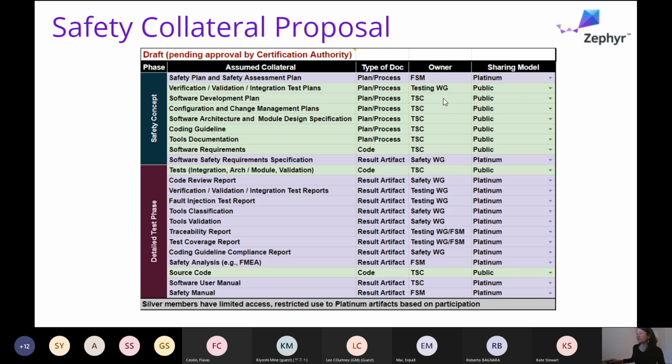But what I want to highlight here is that a lot of these artifacts for certification will only be available to Platinum members. Of course, some of the stuff as an open source project is going to be public, like the code base and the coding guideline. Some of our test plans and development plans, and again, this is tentative, we intend to make all of those public. But for some of the really central things to safety, like safety analysis, for instance FMEA, like Enjia talked about, those sorts of things will be reserved for Platinum members.